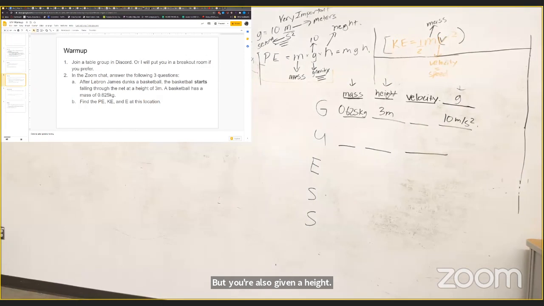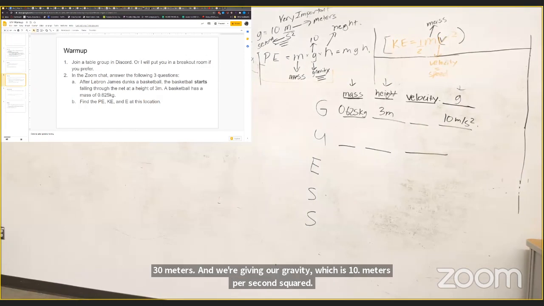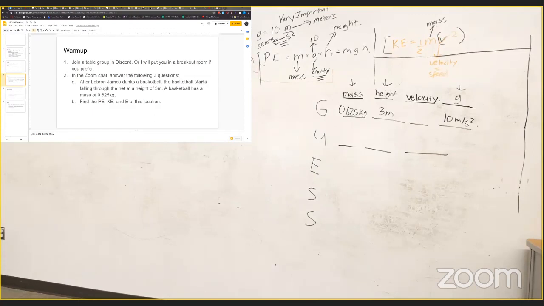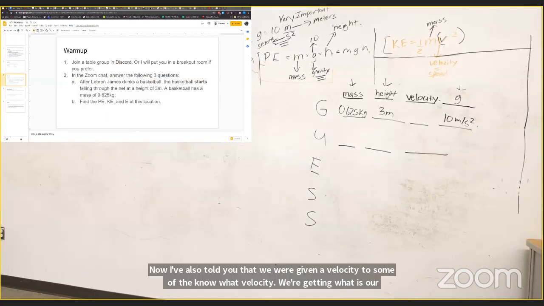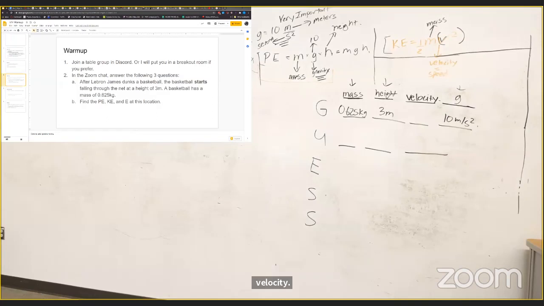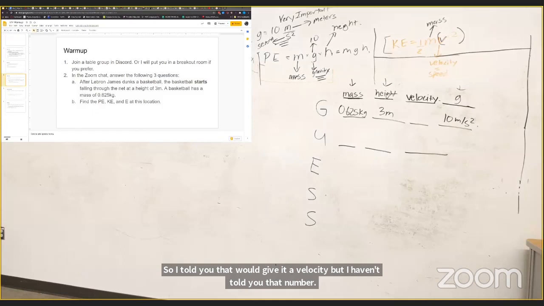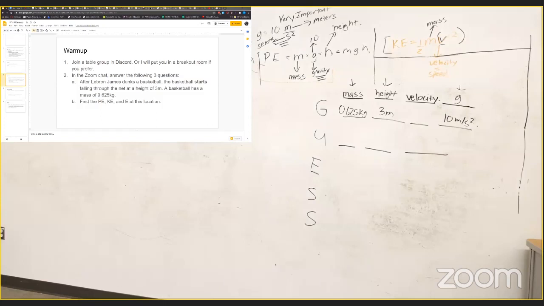I told you that we're given a velocity, but I haven't told you the number. So what is our velocity at the very beginning, right as the basketball starts falling? At the very moment you put it through the hoop, how fast is it moving? Right at that very instant. Anyone have any ideas? What is the velocity of something right as it starts falling, like at the very moment you let go of something?